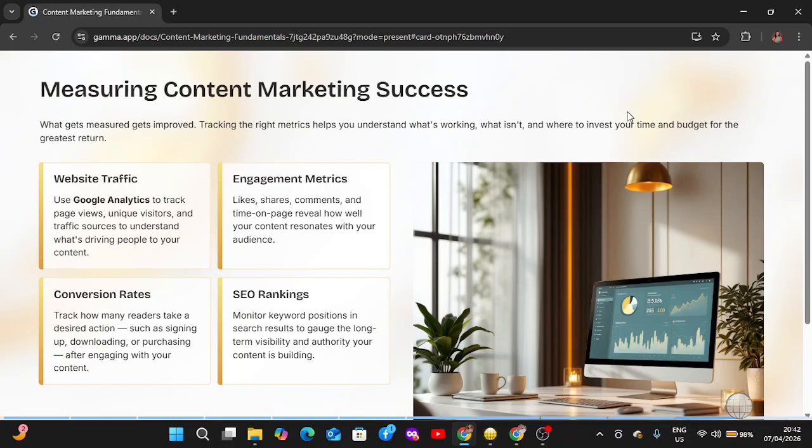So the next thing we have is measuring content marketing success. Number one way we can measure success, for those that are going to be doing SEO, is to use what we call Google Analytics to track page views, unique visitors, and traffic sources. What traffic sources are giving you those visitors, where are they coming from? Then we have what we call engagement metrics, which has to do with likes, shares, comments, and the time people spend on your page, which reveals how well your content resonates with your audience.